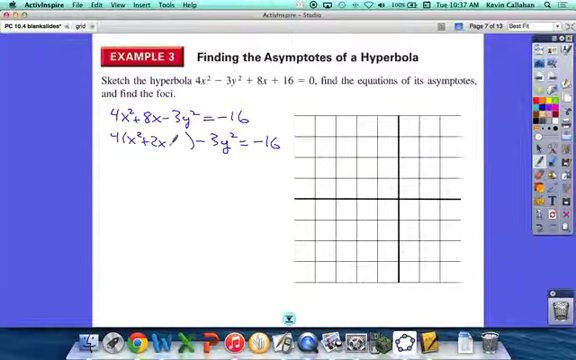What do I add here to complete the square? I've got to add 1. So if I add 1 here, then I've got to add what to the other side? 4. So now I've got 4 times x plus 1 squared minus 3y squared equals negative 12.